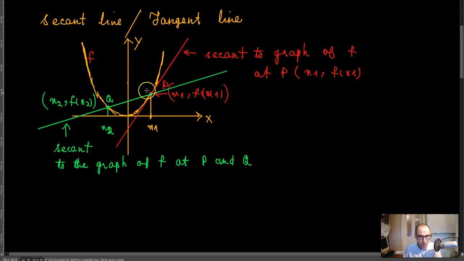Now if you take a look at these two lines over here, what they represent is the rate of change. You could use this secant line to see that the function, from x2 to x1, goes from f of x2 to f of x1, meaning that f of x1 and f of x2 are two different values, right? So by changing the input of the function from x2 to x1, the output of the function changes from f of x2 to f of x1. Which means that the change in the output, you could call it f of x1 minus f of x2. This is the change in output.